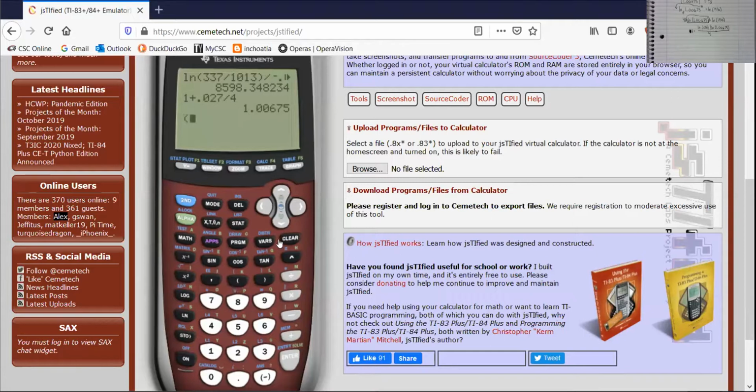And let's see if we can do this. The logarithm of 17 divided by 10, divided by the logarithm of 1.00675, close both the parentheses, divided by 4, about 19.7 years.